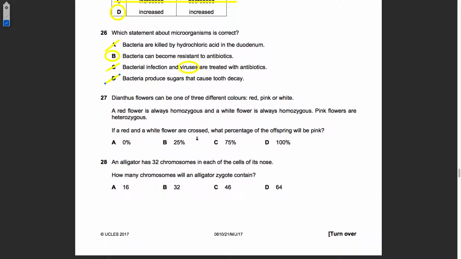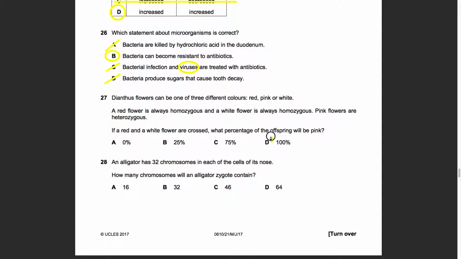Okay, genetics question. So we've got flowers that can be 3 different colours, red, pink or white. A red flower is always homozygous, which means it's got 2 alleles the same. Same for the white flower. Pink flowers are heterozygous. This question is about codominance. So when you cross a red and a white flowered plant, you will get the in-between, the intermediate, the pink. And therefore, if you cross a red and a white flower, what percentage of offspring will be pink?